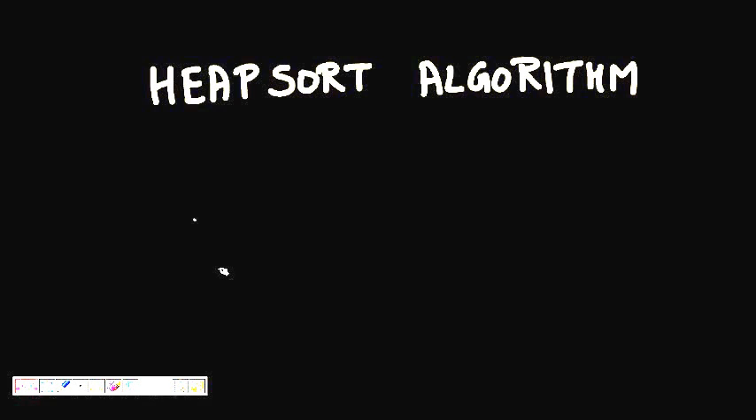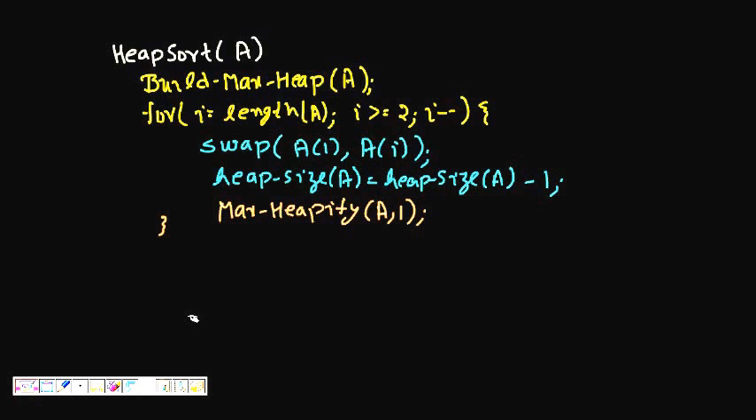In this lecture, we are going to learn about a very famous sorting algorithm known as heap sort. The algorithm takes an integer array. The first thing that it does is convert that integer array into a max heap. Building a max heap from an array was shown in the previous lecture.